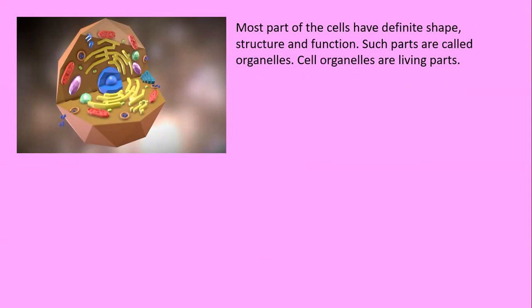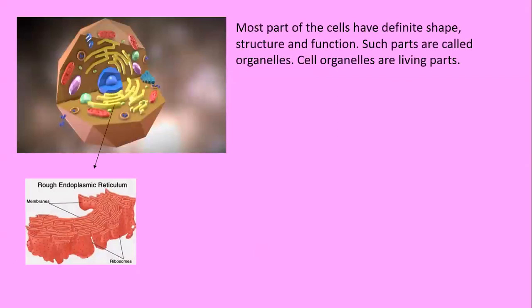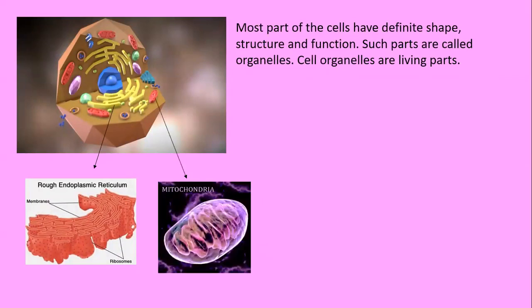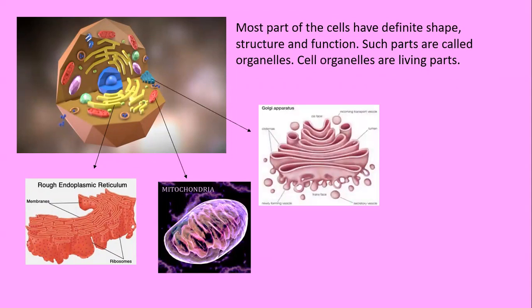Now, these organelles have specific names. जैसे कि if I talk about that yellow network-like structure, it has a specific name. The blue kind of structure has a specific name. Each and every structure inside the cell has a specific name. One is endoplasmic reticulum, another one is mitochondria, and so on. So like this, there are many organelles in the cell which have their definite name and their definite function. हर कोई कुछ ना कुछ काम करता है.